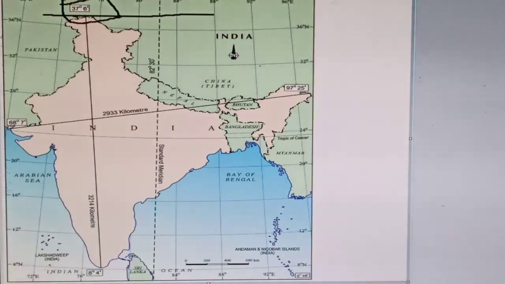And in the south it is 8 degree and 4 minutes north. This is the mainland extent in south, that is 8 degree and 4 minutes north. I am telling you north. The position is in south, India's south, but the degree is in north. What is the reason? Because India is completely lying in the north and eastern region.